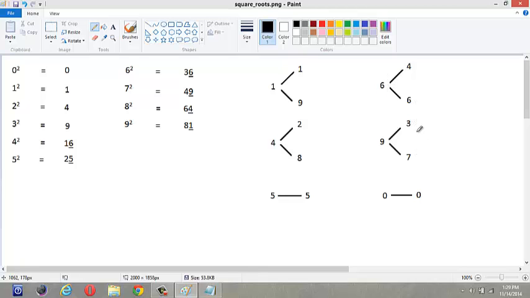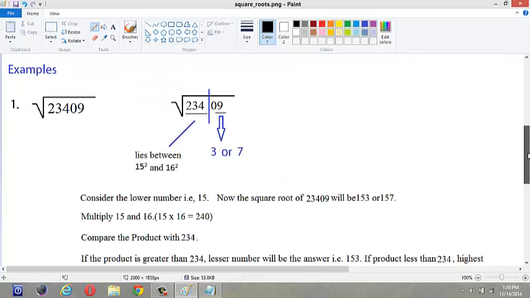And the numbers ending with 3 and 7 will have squares ending with 9. And the numbers ending with 5 will have squares ending with 5. And the numbers ending with 0 will have squares ending with 0. 5 square is 25, 10 square is 100. Similarly, now let us see an example of how to find the square roots.